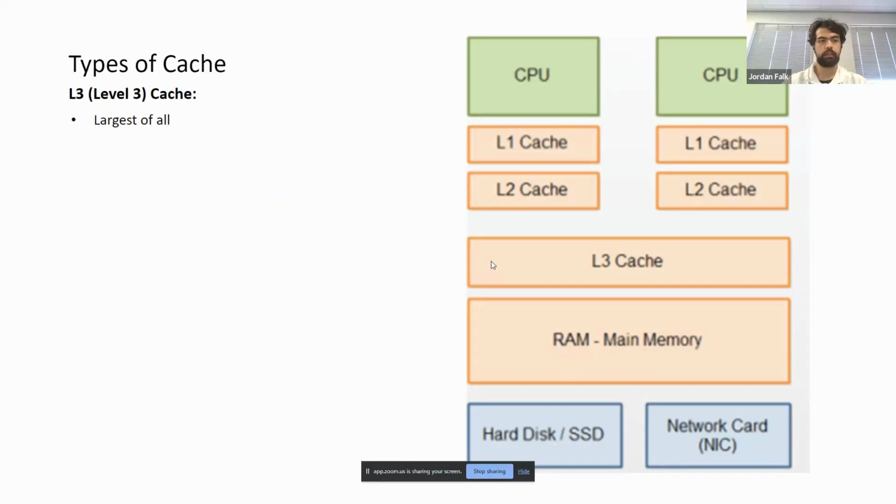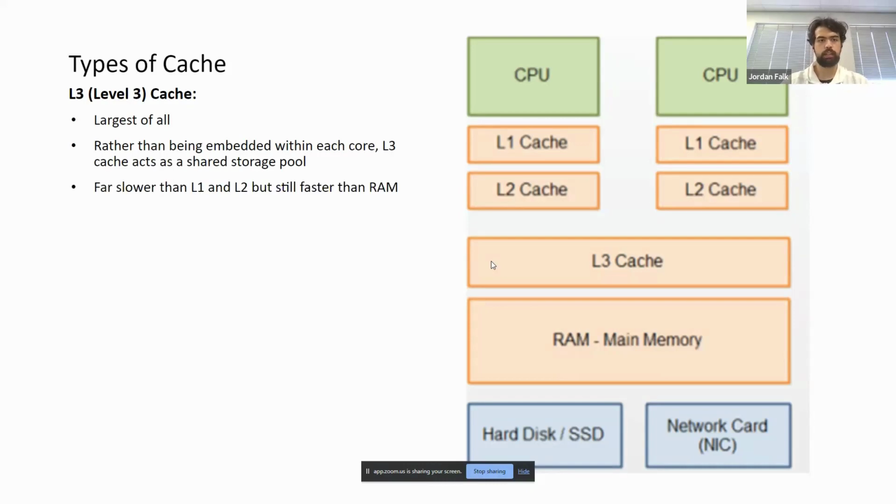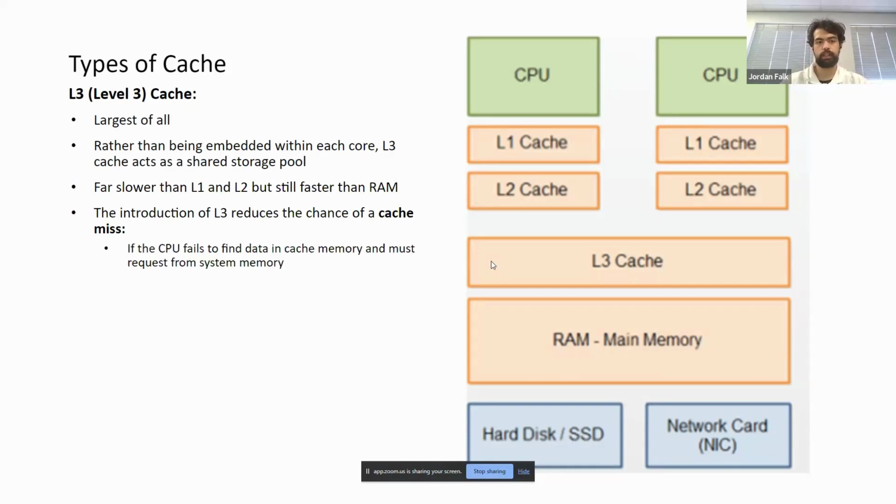Then we have L3 cache. It is the largest of all, often over 32 megabytes, shared across all the cores. Rather than being embedded within each core, it is shared across all of the cores. It is far slower than L1 and L2, but it is still faster than RAM. The introduction of L3 cache reduces the chance of what is called a cache miss, which is when the CPU fails to find data in cache memory and must request it from system memory, that being the RAM. L3 cache used to be found on a separate chip on the motherboard, but modern architecture places it straight on the CPU chip.